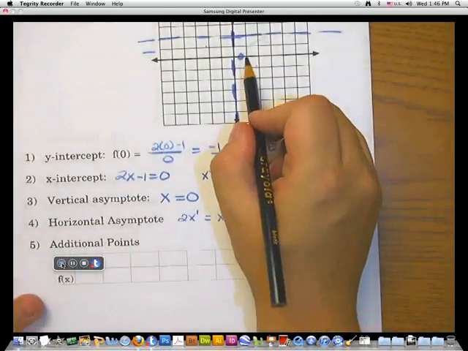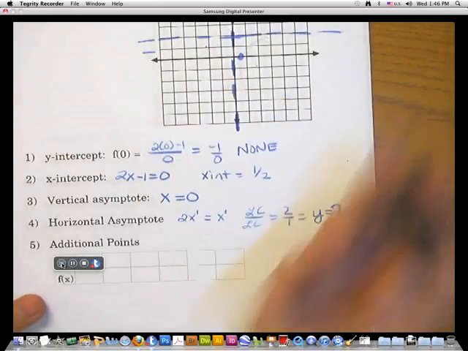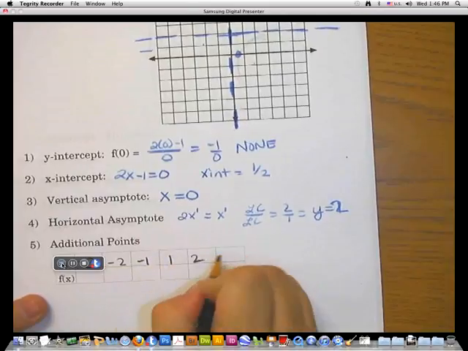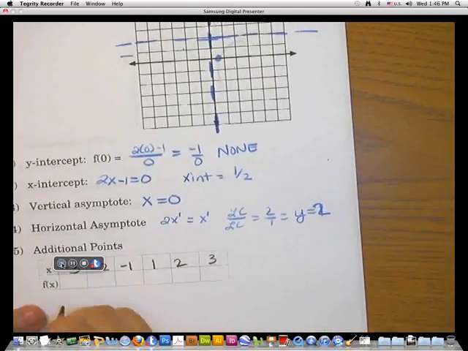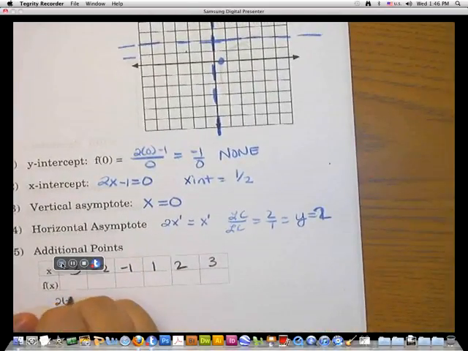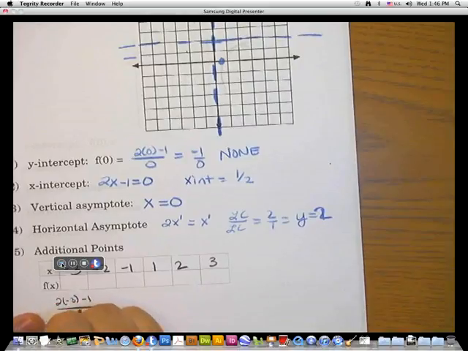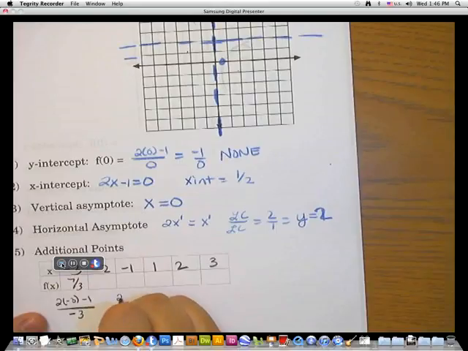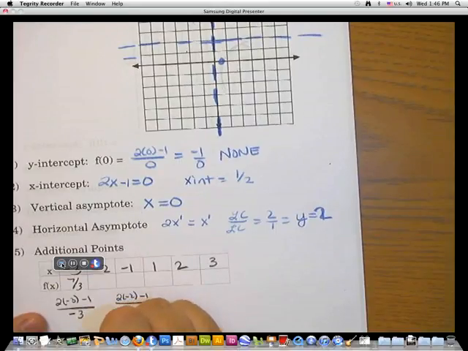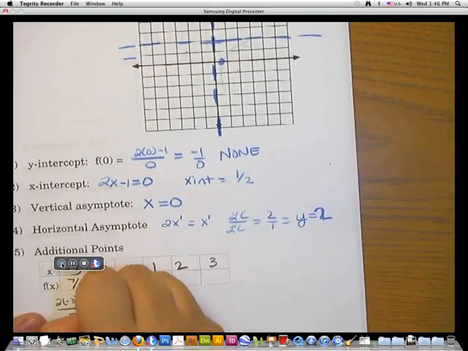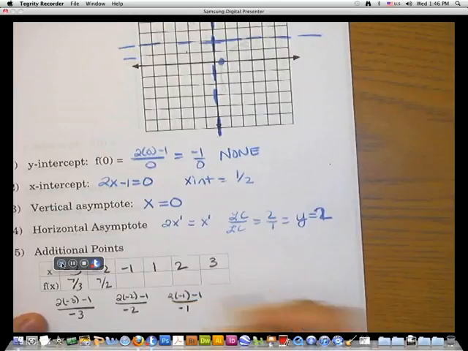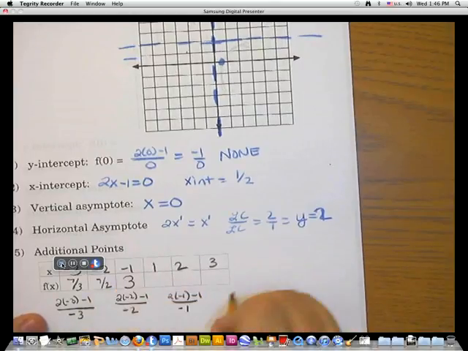So I'm going to pick just some points that are around it. So -3, -2, -1, 1, 2, and 3. So when I put in 2 times -3 minus 1 over -3, I get 7/3. And then I'm going to do it for the -2, and I get 7/2. I'm going to do it for the -1, and I'm going to get 3.